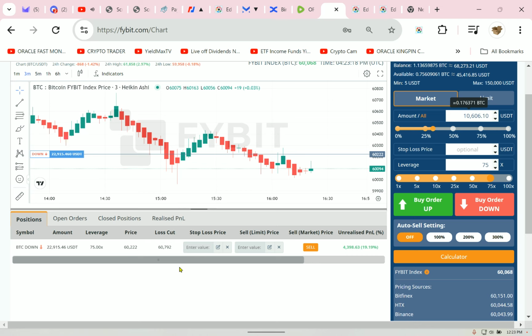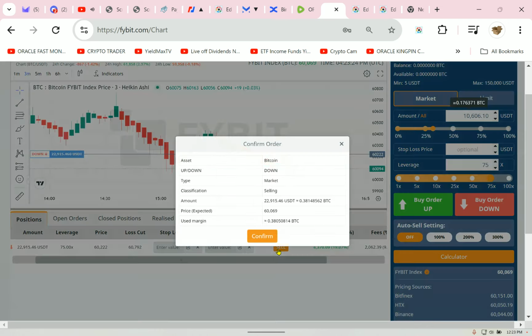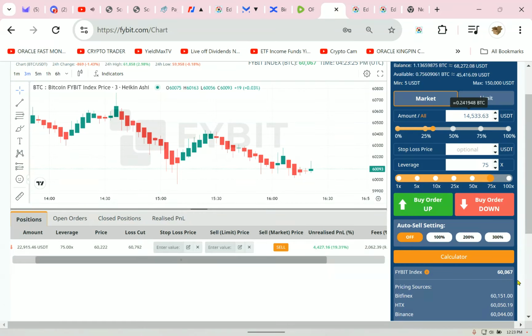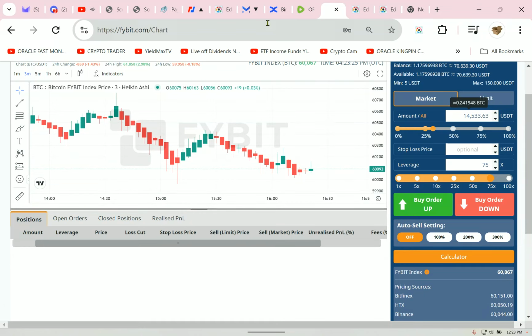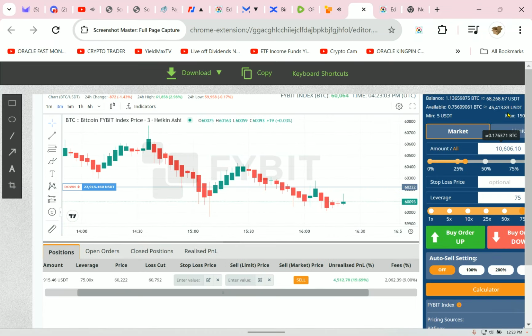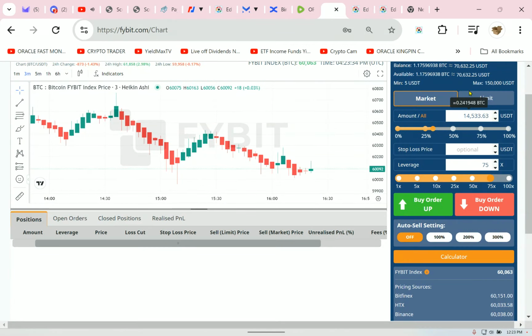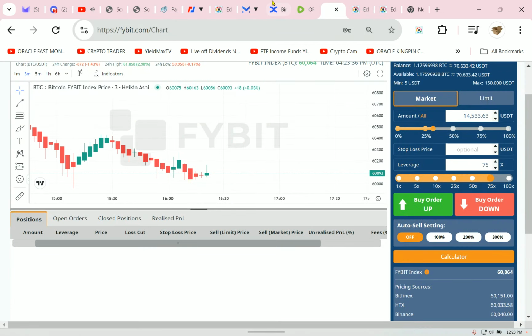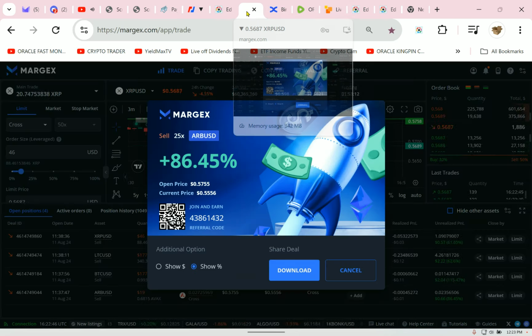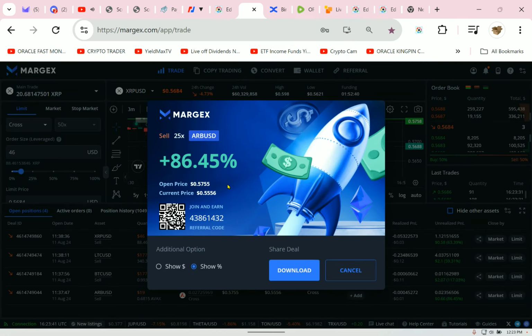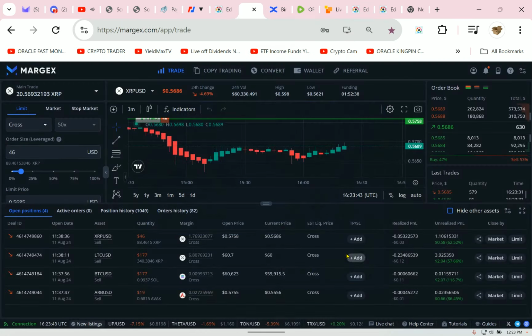Now, I had to put serious money in this trade, $22,000. But I'm going to close it. Now, let's see. We had $68,000. Now we have $70,000. Let's come over to the MorgEx exchange. This is called being a percentage warrior.